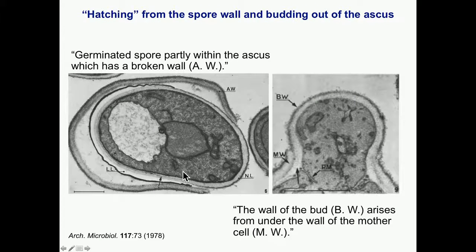But in order to find out more about this, I had to look back in the 70s to some transmission EMs, which showed that when spores are swelling or budding, the new cell wall that's produced is able to erupt from underneath the mother wall or ascus wall here, and thus break it locally, but without causing its global disintegration. So this really suggested that ascus wall breakdown could be a very local event.